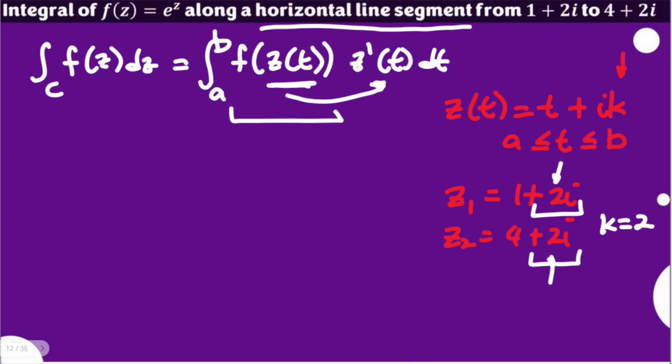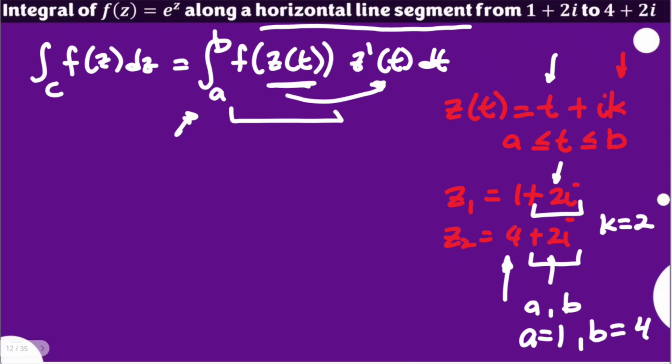At the same time, the first terms tell us our a and b values needed for the integration here. For z sub 1, a is 1, and for z sub 2, b is 4. Of course, our t is still unknown. That's the purpose of parameterization. We would come up with a function in terms of a real number t.